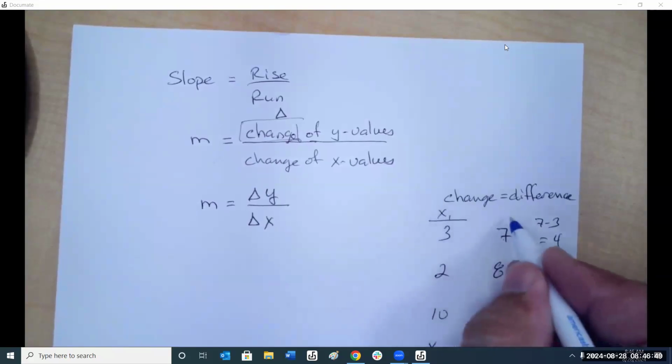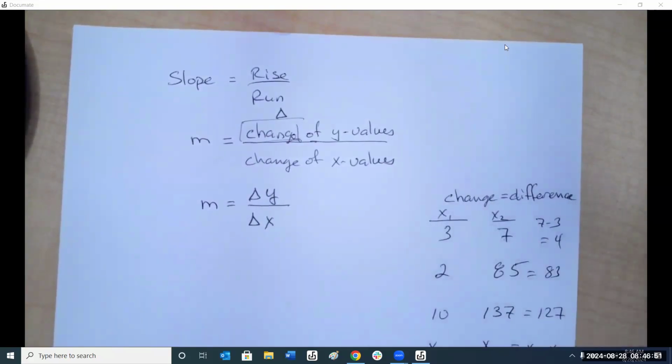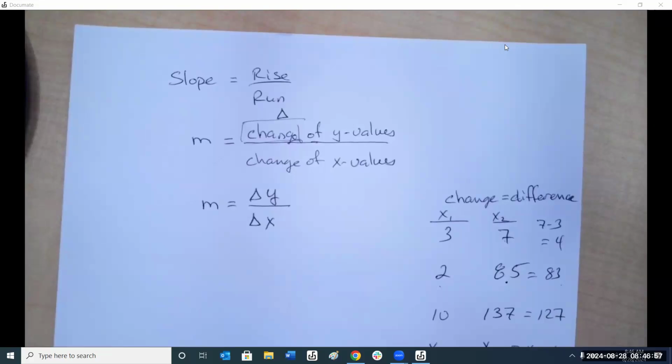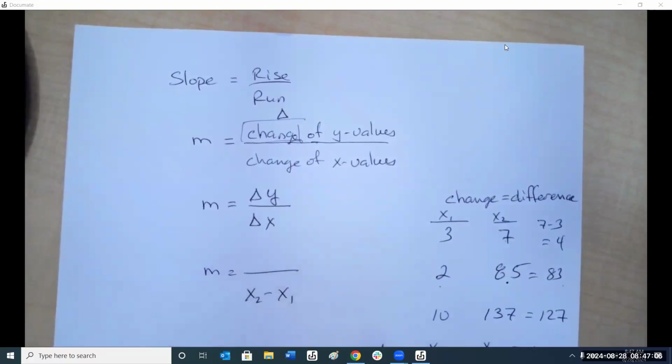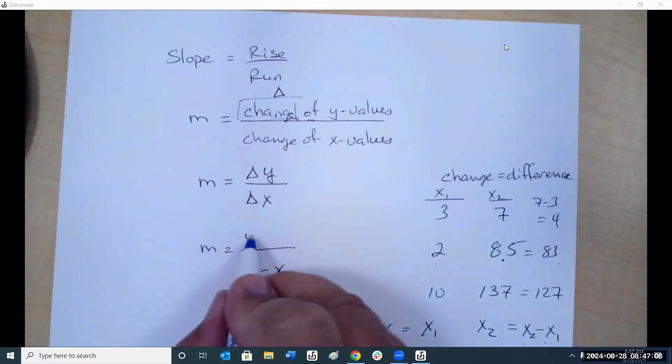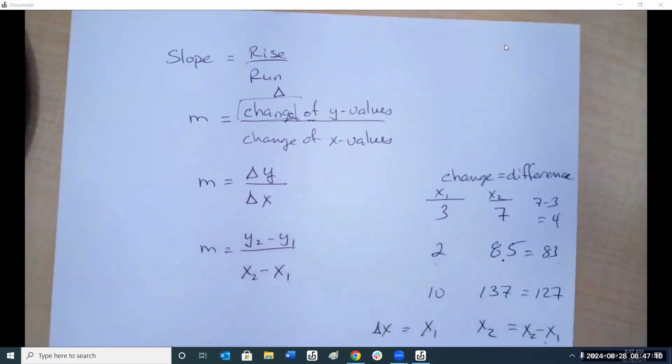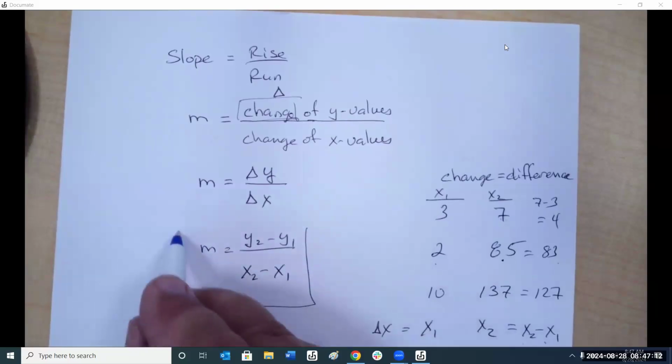These are my x1 numbers. These are my x2 numbers. 85 minus 2 is 83. Yes. So the change of x is x2 minus x1. What's the change of y? There's your formula for the slope.